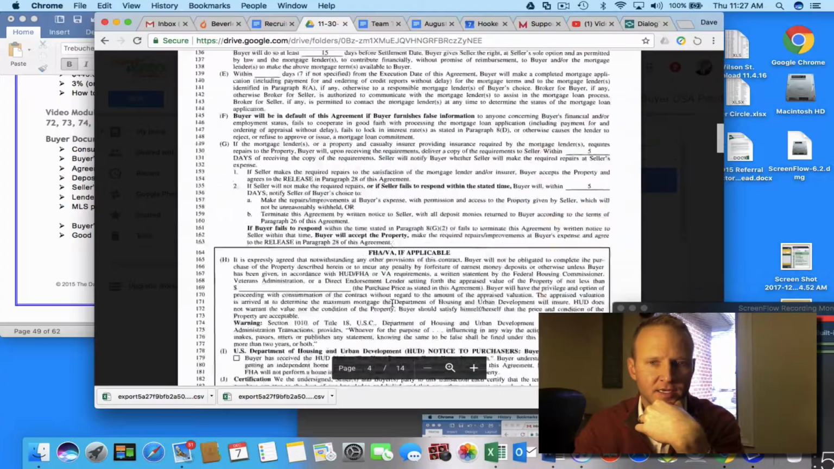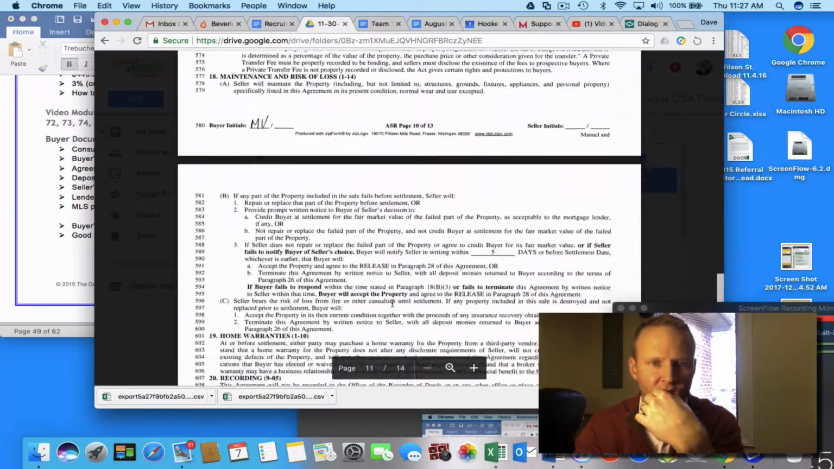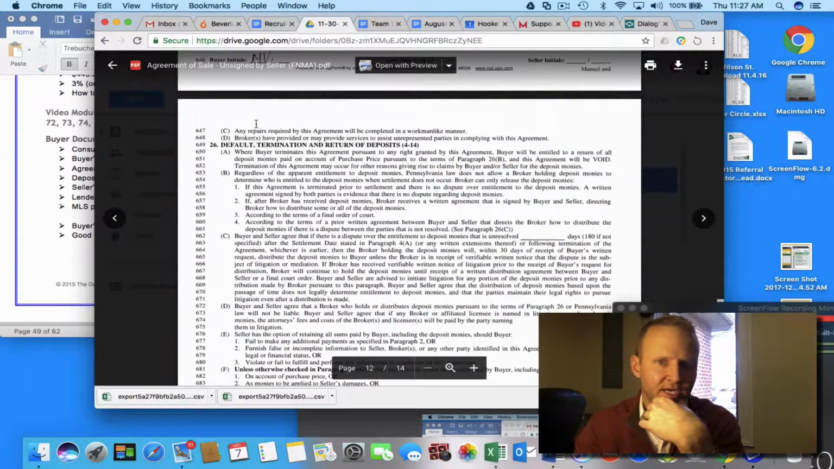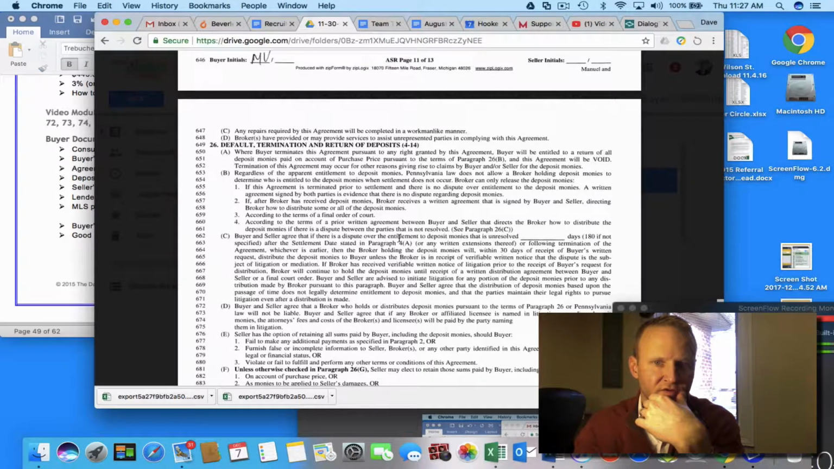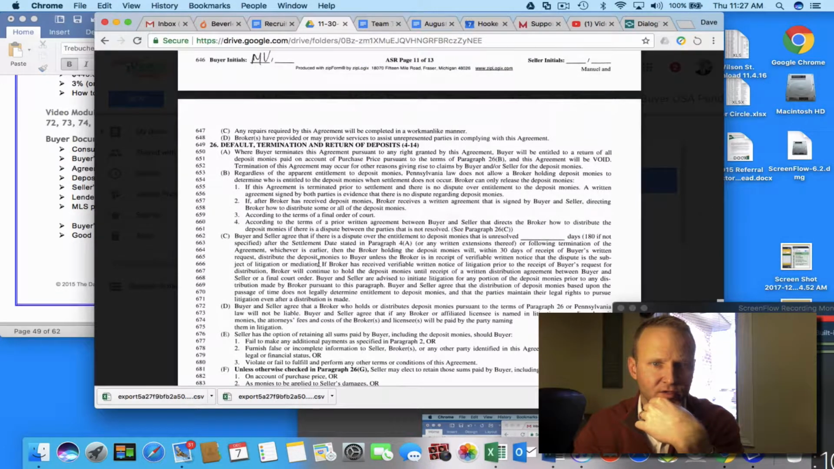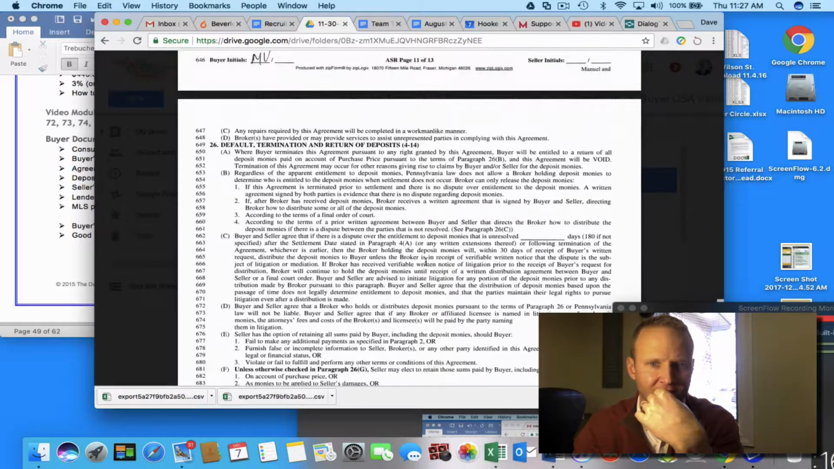Okay, and then down later in the agreement, it talks about what we just discussed, which is default, termination, return of deposits. If there's a dispute over the entitlement of deposit monies that is unresolved 180 days after the settlement date or following termination of the agreement, then the broker holding deposit monies will, within 30 days of written request from buyer, distribute to buyer, unless we're in receipt that the dispute is subject to litigation.